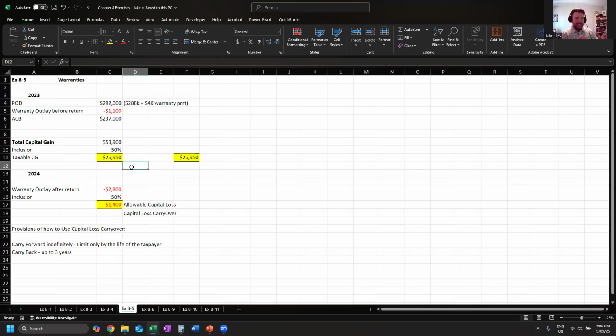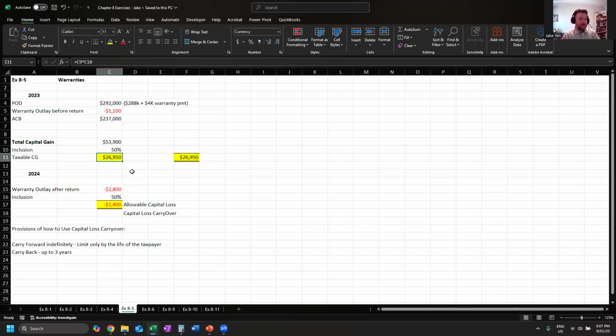After we filed our tax return, in the next fiscal year, we had to go back out and fix it again. And that cost us an additional $2,800. Well, that cash outlay is a capital loss. Half of that is $1,400. That's a $1,400 allowable capital loss. So we can subtract $1,400 from any taxable capital gains in the year. If we have none, then that capital loss can be carried over. It can be carried forward indefinitely until we have a capital gain to use it, but we can also carry it back up to 3 years.